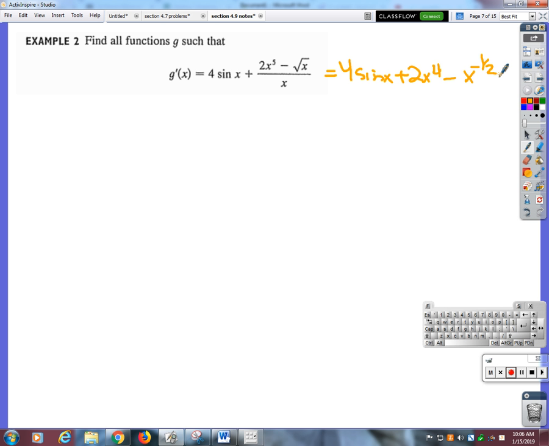Okay, so this one it's good for us to simplify first. Notice, notationally, now it says find all functions g. Here they started out saying g prime, so our answer is just going to be g. What is the antiderivative of 4 sine of x? It's negative cosine x, so since it's 4 sine of x, I'm going to go negative 4 cosine x.